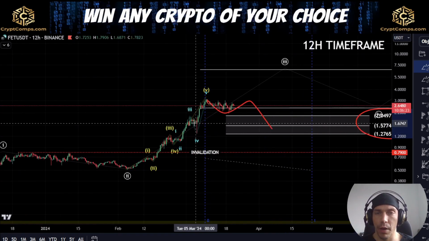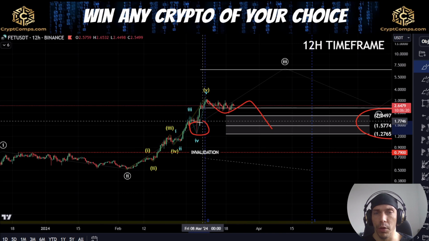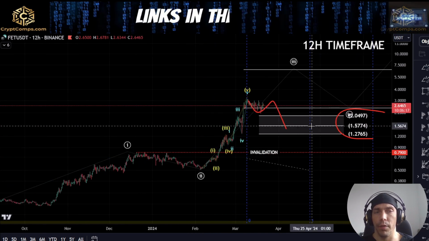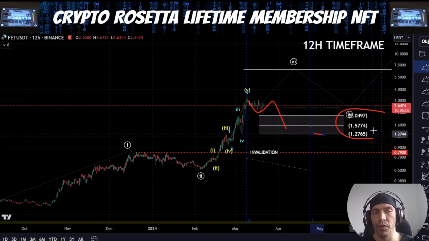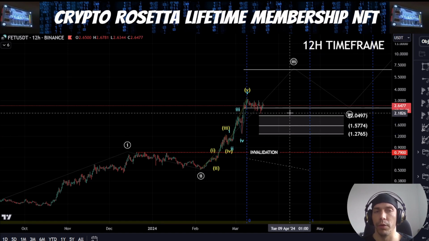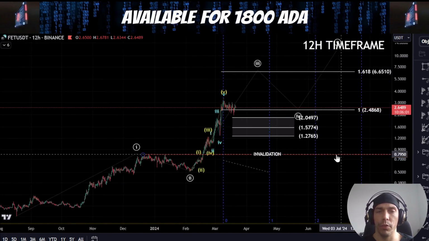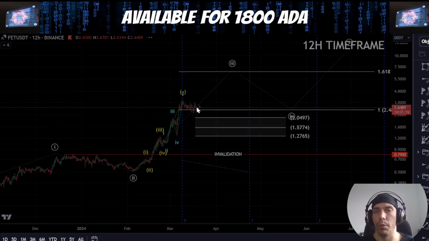We obviously do have this wick over here, which could be quite interesting to keep an eye on. We have the 382 sitting at this 157, and the 50% towards this 127.65. Key areas to watch, in my opinion, if we do see price looking to push back to the downside.